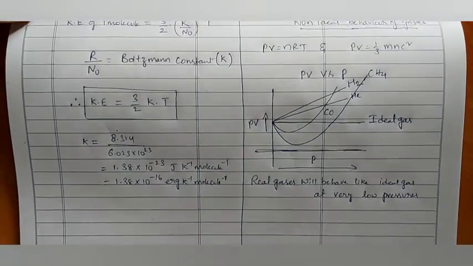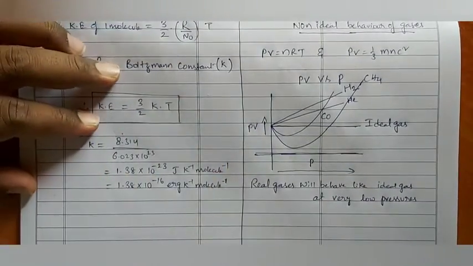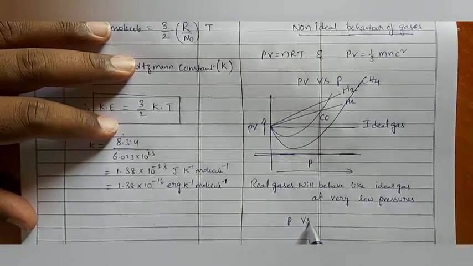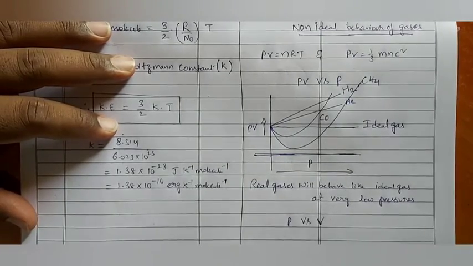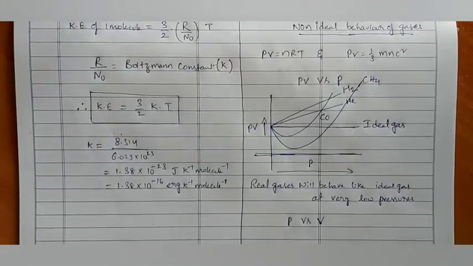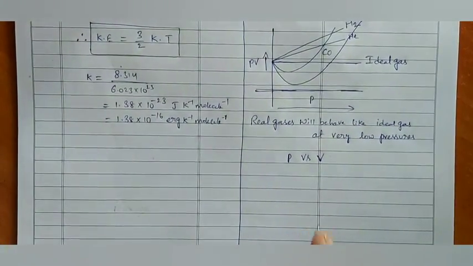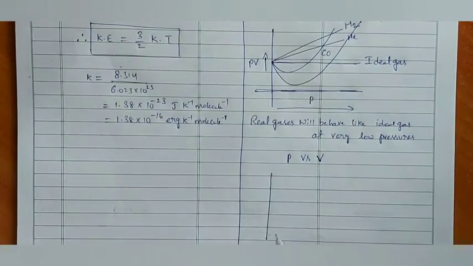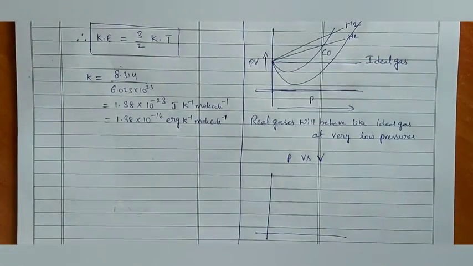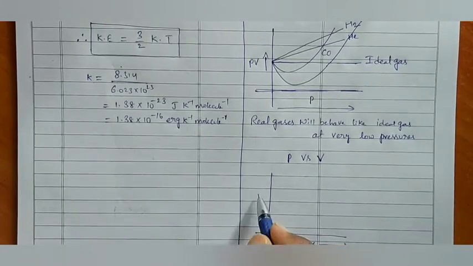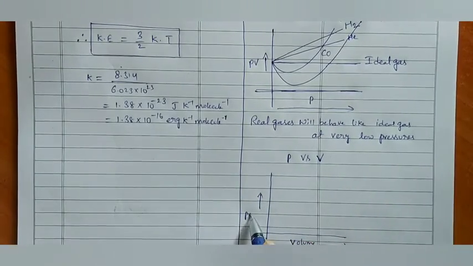Is it okay? But not only this curve, we can draw one more curve, that is pressure versus volume at constant temperature. These are all isotherms. Pressure versus volume, I am going to draw the graph. On x-axis we are going to consider volume, on y-axis we are going to consider pressure.